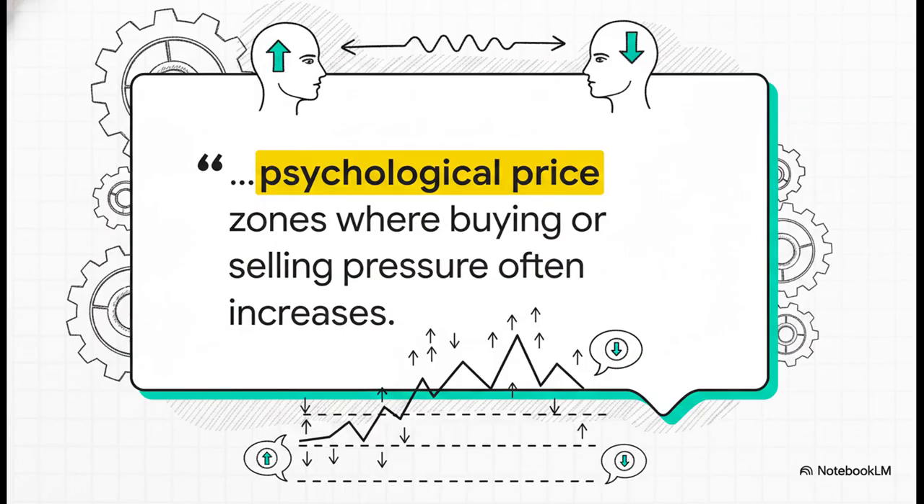And that is the key thing to get. These levels aren't magic. They're all about psychology. Think of them as zones where human emotions, and a ton of trading bots, by the way, are basically programmed to react. So as the price gets close to one of these lines, you often see a big spike in buying or selling, and that can cause the market to hit the brakes or even flip around.